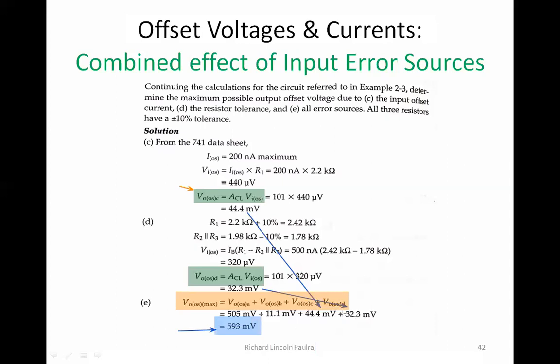593 millivolts. So students, any doubts here as to how these problems are solved, or what we are trying to look into in these problems? Are you all able to follow? Are you all able to understand the impact of errors that can happen? Yes, can I have a response?